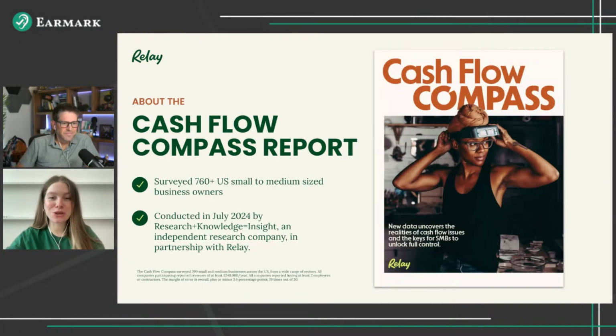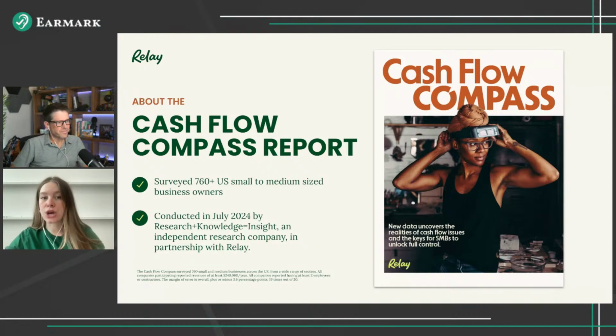Now, seeing all this, we really wanted to dig deeper to understand these challenges. And that's why Relay put together the Cash Flow Compass report. By surveying over 750 small business owners and managers across the US, we got a really up close look at what cash flow looks like in the real world, what's causing the issues, what impact they have, and what business owners are doing to manage them on a day-to-day basis. This report brings those findings to light and helps us understand how we, as advisors, can be a resource for small business owners as they tackle all of these challenges.